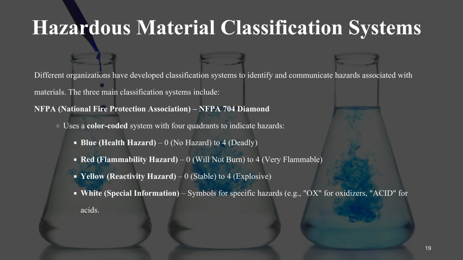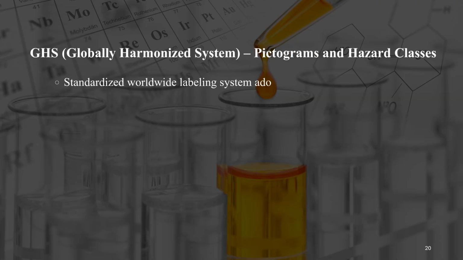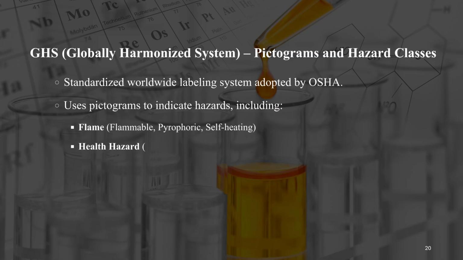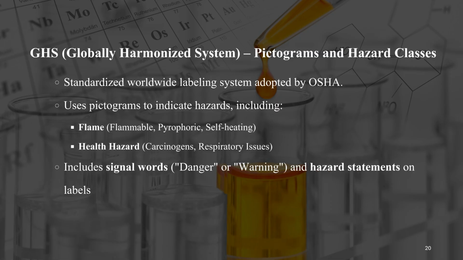Yellow, reactivity hazard, 0 stable to 4 explosive. White, special information. Symbols for specific hazards. For example, OX for oxidizers, ACID for acids. GHS, Globally Harmonized System. Standardized worldwide labeling system adopted by OSHA. Uses pictograms to indicate hazards, including flame, flammable, pyrophoric, self-heating, health hazard, carcinogens, respiratory issues. Includes signal words, danger or warning, and hazard statements on labels.